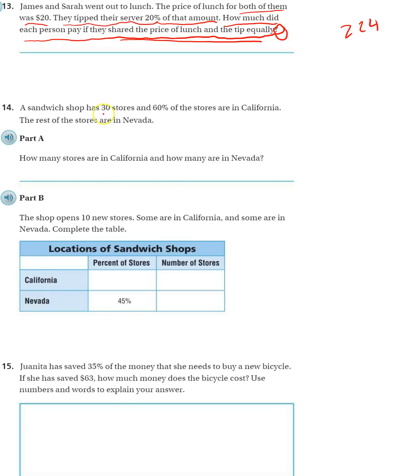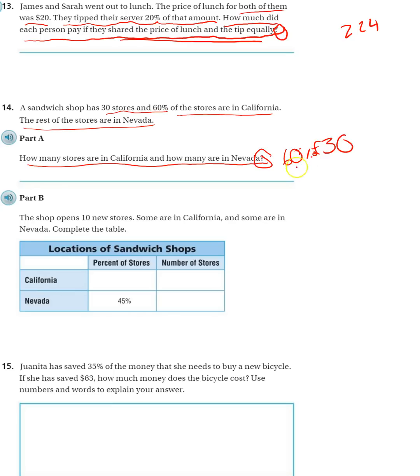A sandwich shop has 30 stores and 60% of the stores are in California. The rest of the stores are in Nevada. How many stores are in California and how many are in Nevada? Okay, so 30 stores, 60% of them are in California. So we're trying to find 60% of 30.